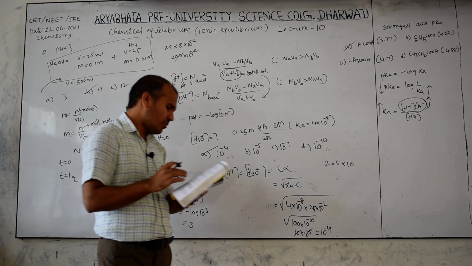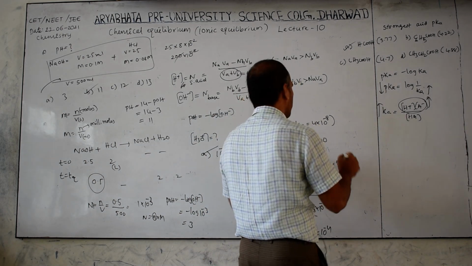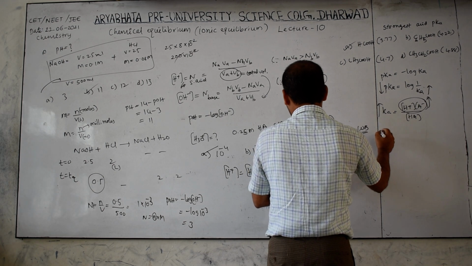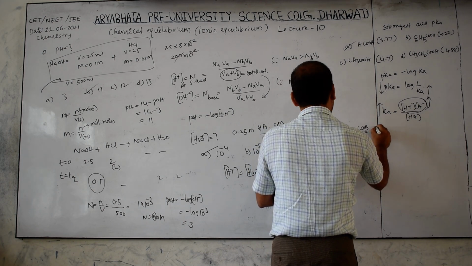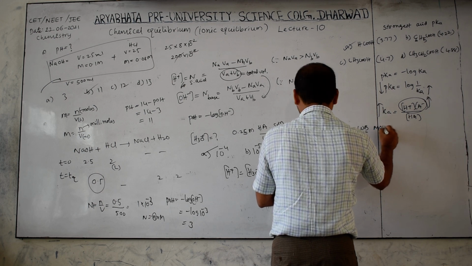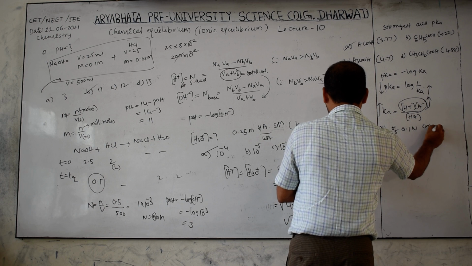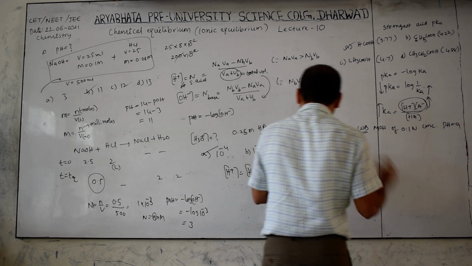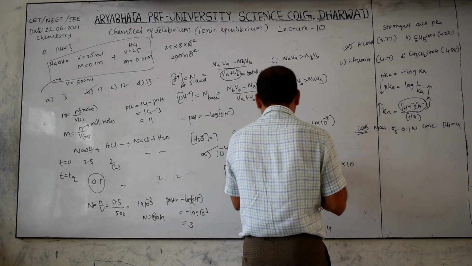Next, a weak base. Here they have given a weak base, MOH, of 0.1 N concentration, which shows a pH value of 9. What is the percentage degree of ionization of the base?